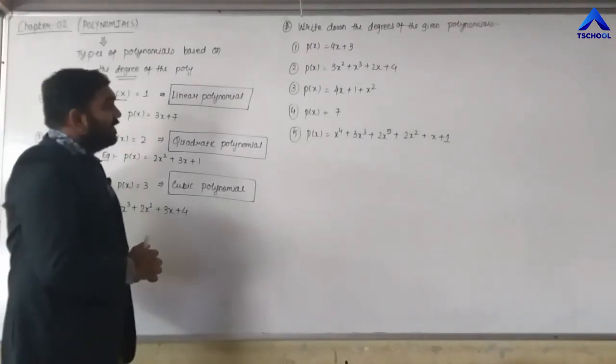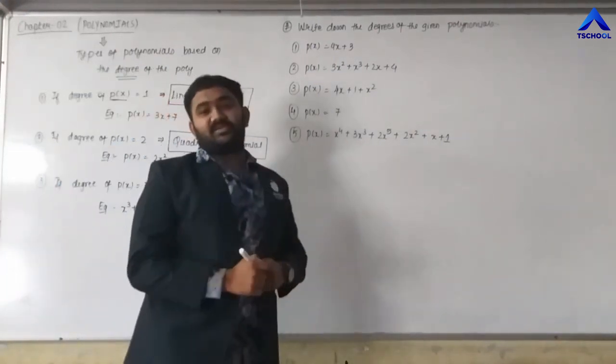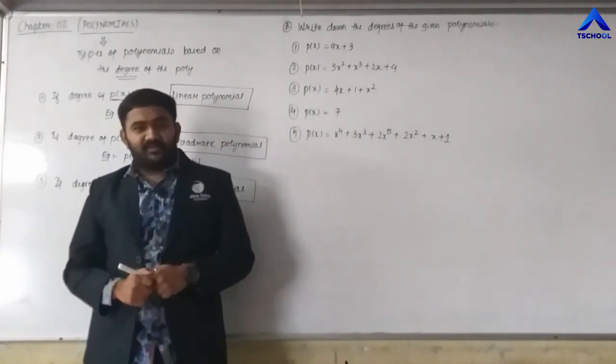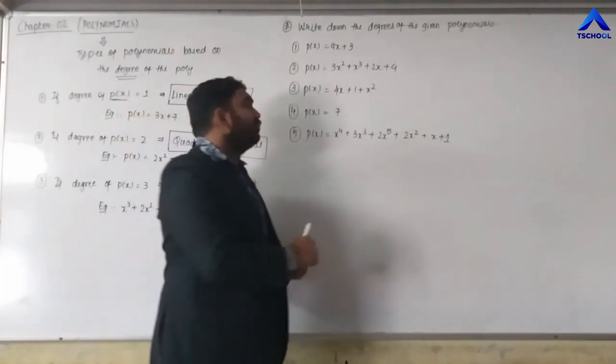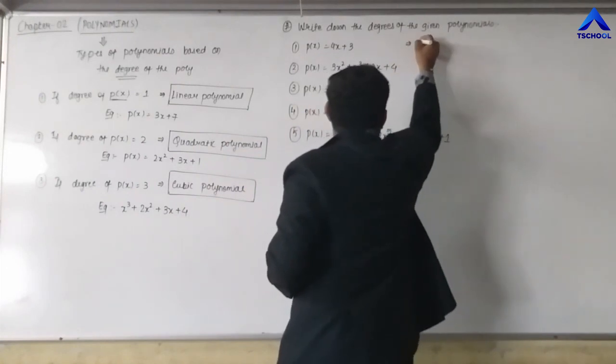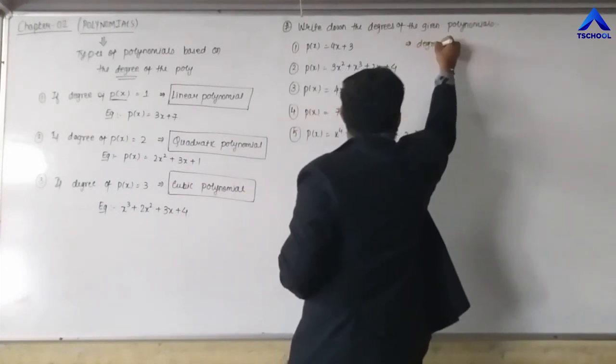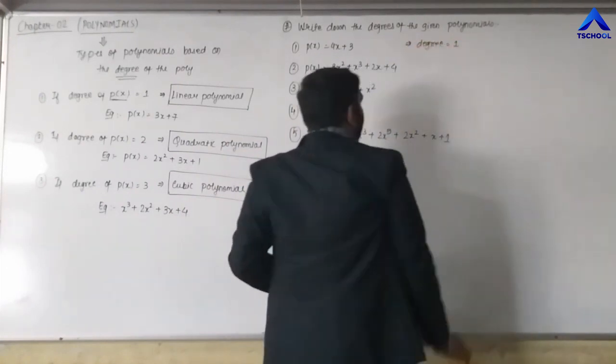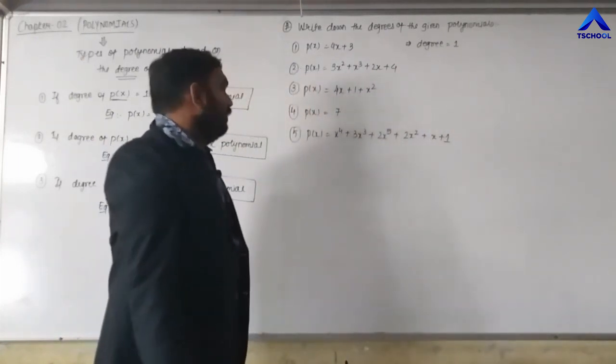Okay, let us see the first one. The first one is an example of a linear polynomial. So the degree of this polynomial here will be 1. Right? The degree here will be 1.